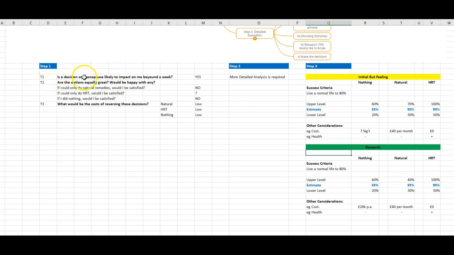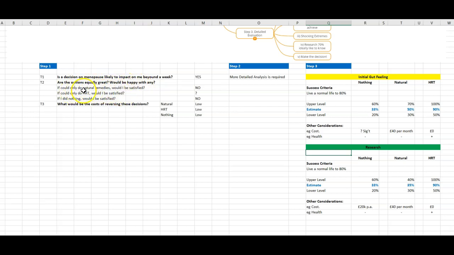So test number 1. Is this decision that I'm likely to take on menopause and menopause treatment likely to impact on me beyond a week? The answer to that one is a definite yes. So that points us in the direction that this is an important decision. Second test. Are the options equally great? Would I be happy with any of them?